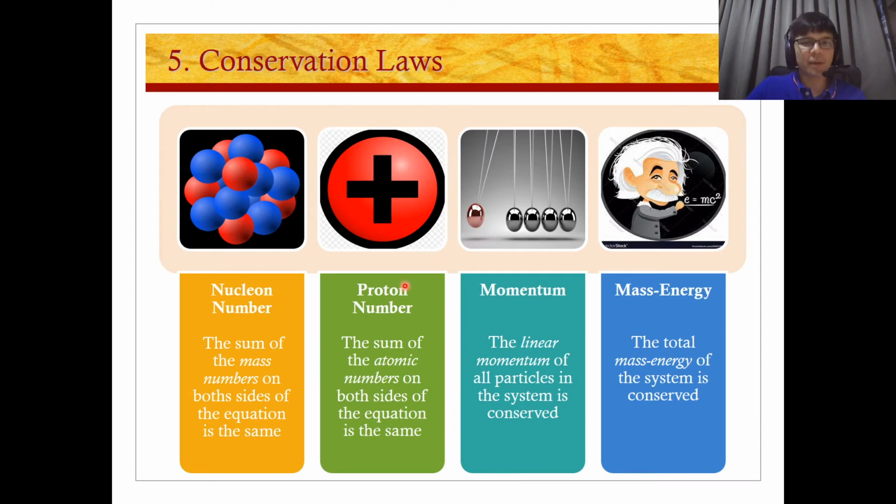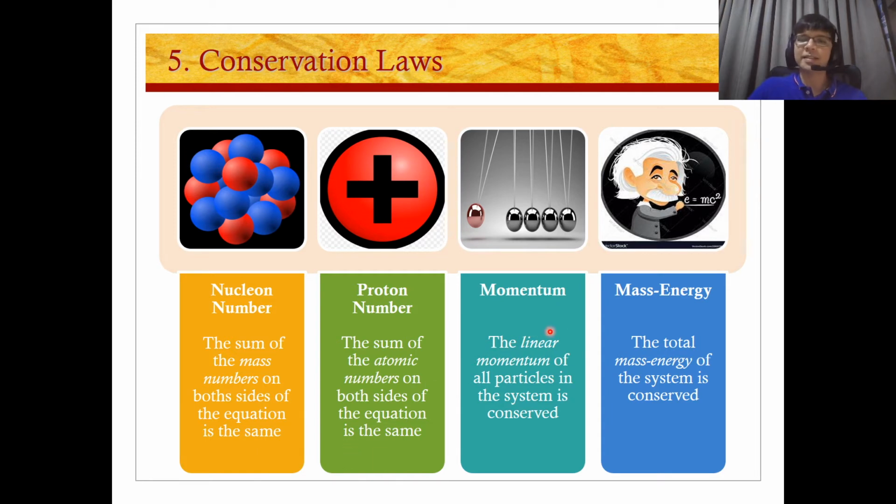Now the proton number may seem like an arbitrary rule, right? Why must we conserve the amount of protons? Basically, this boils down to a more fundamental rule of the universe, which is that we must conserve the amount of charge in the universe. You can't create or destroy charges, right? And how it manifests in our calculation is that the sum of atomic numbers on both sides of the equation must be the same, atomic or proton numbers.